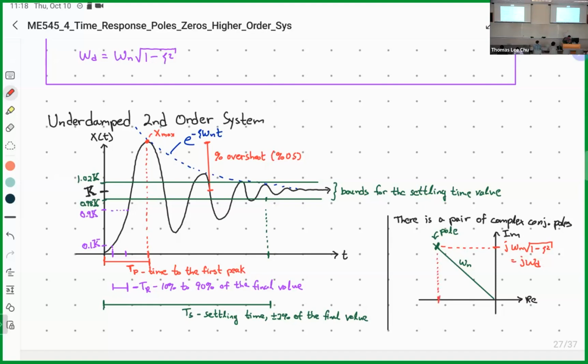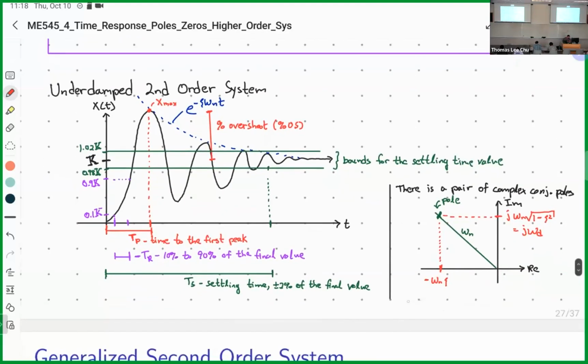And then we would look at the x-axis. This is going to be minus omega n times zeta. So the pole is at minus omega n zeta plus j times omega n times the square root of 1 minus zeta squared. That's your pole location. So just knowing the pole location gives you information about the damping ratio and the natural frequency.